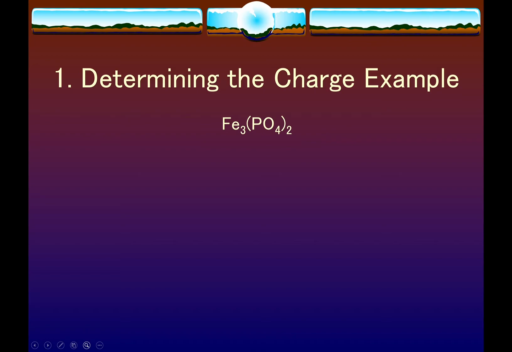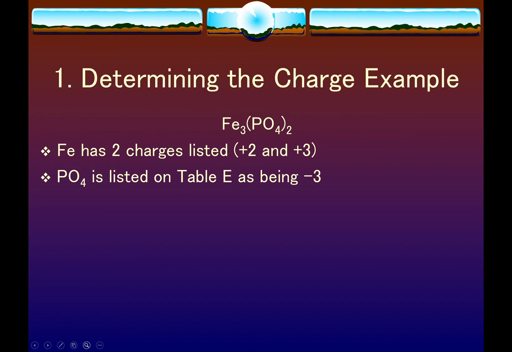Take a second and try and name this. If you said iron phosphate, you are correct. Iron has 2 charges listed on the periodic table, +2 and +3. So we can have iron 2 and iron 3. Phosphate is listed on the table as being a -3 on table E.